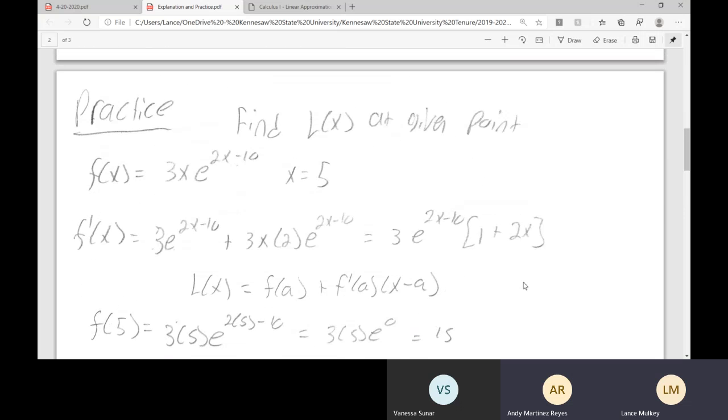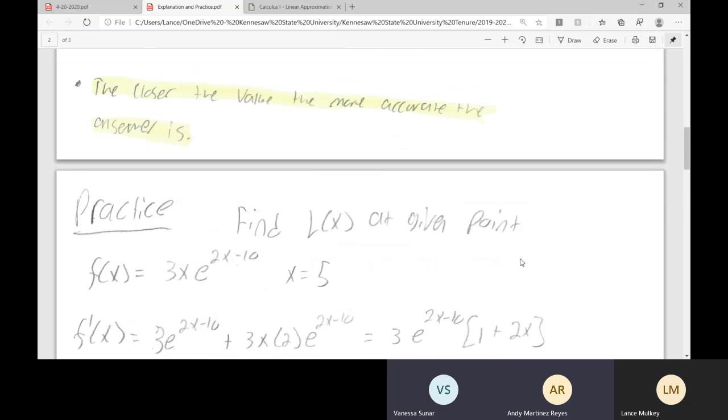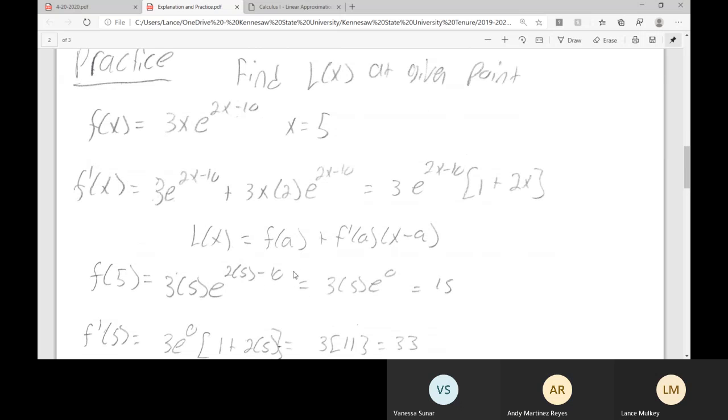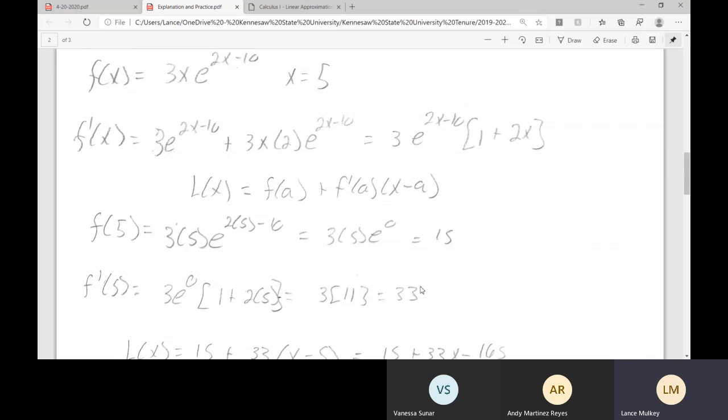Let's see. For f of a, I got 15. Derivative, I got 30. So f of 5, 15. 33. 33. Yep.